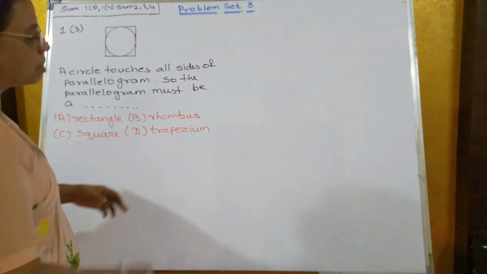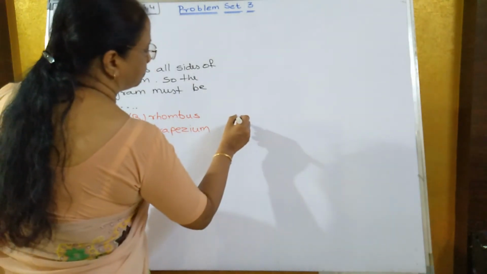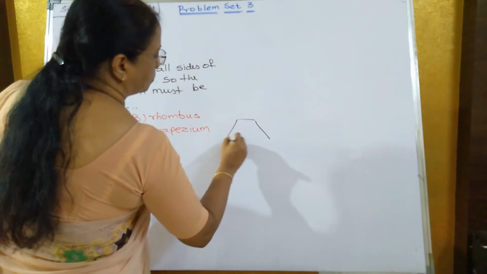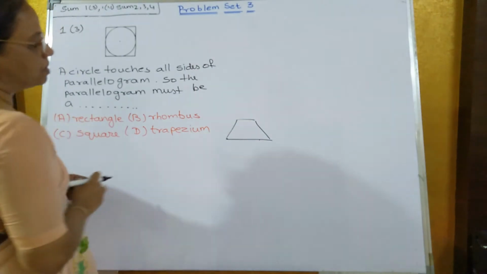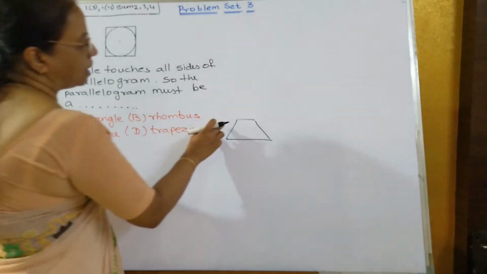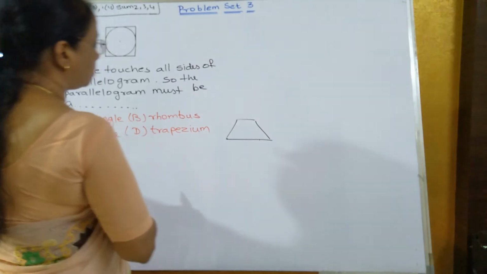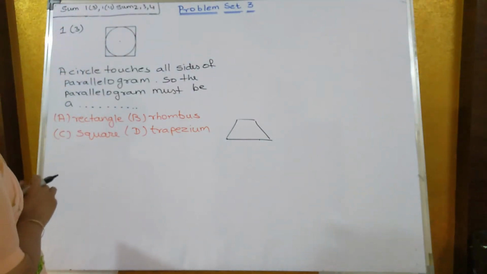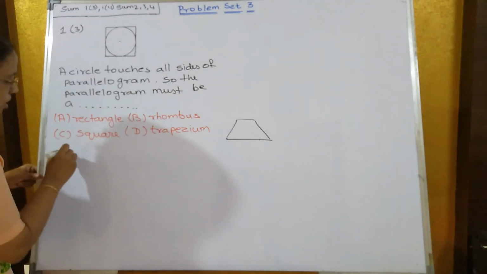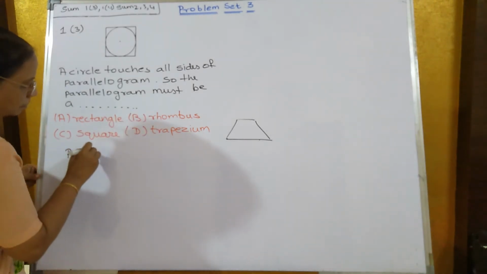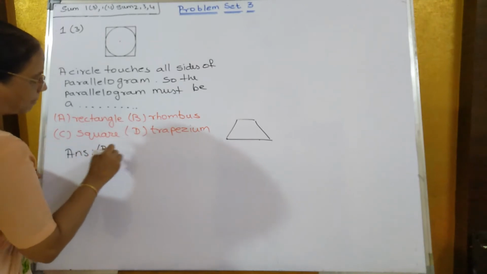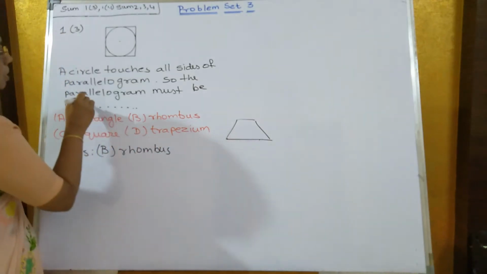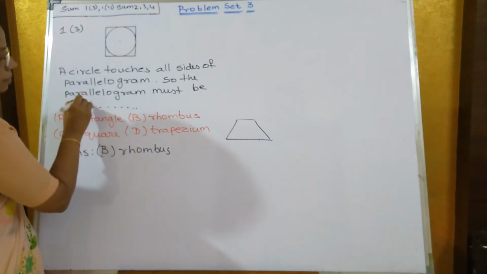It cannot be a trapezium, because what is a trapezium? A trapezium is this way: only one pair of opposite sides are parallel to each other and the other two opposite sides are not parallel to each other. Therefore it cannot be a trapezium. Therefore only one option is left. What is that? That is rhombus. So the correct answer is what? Rhombus.